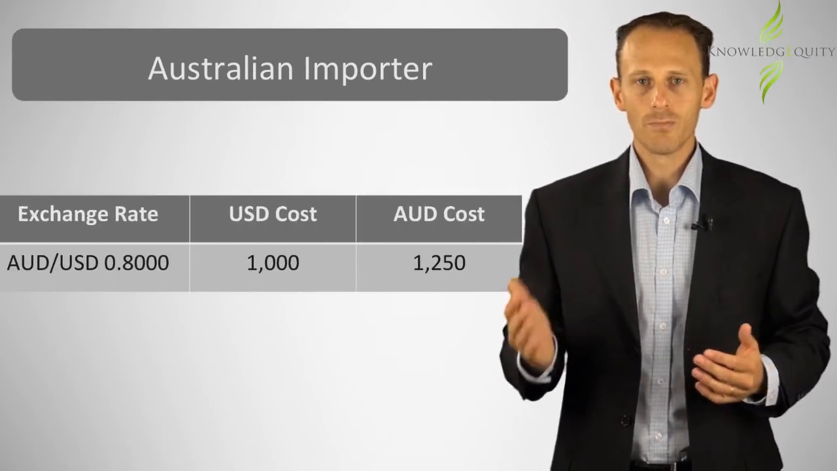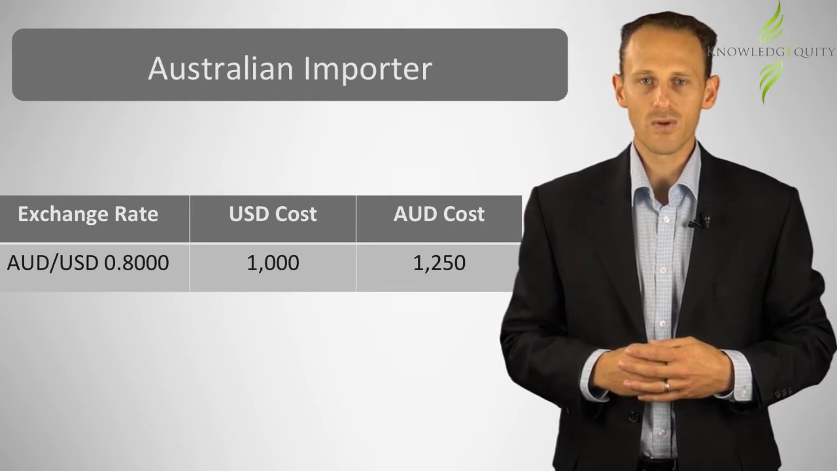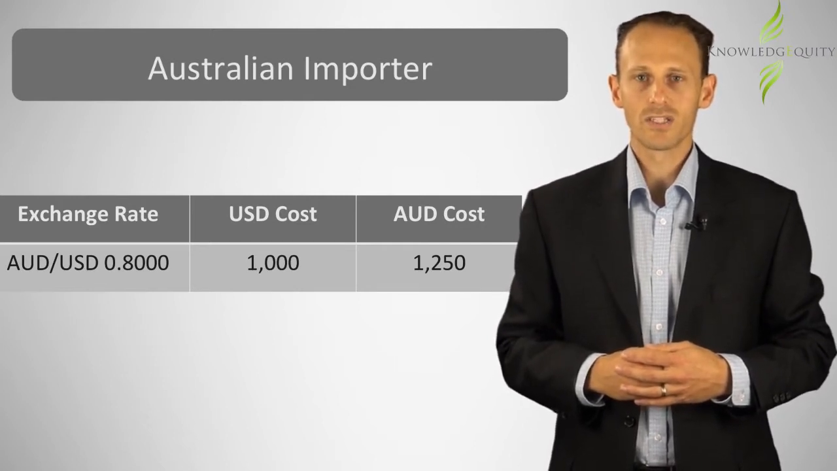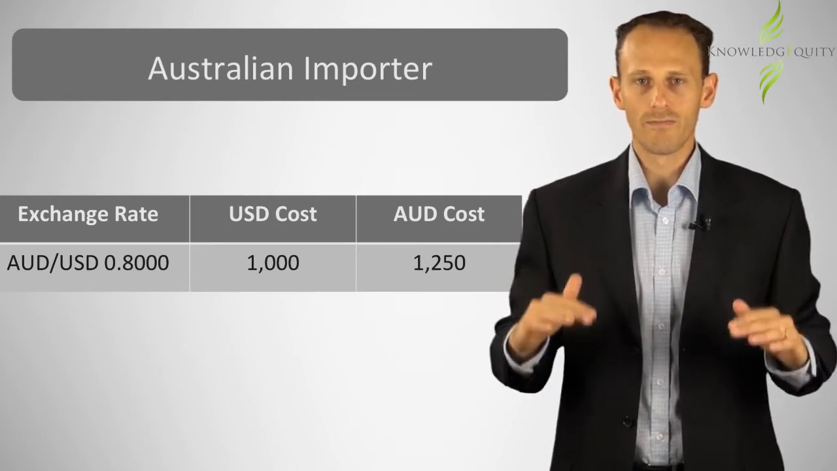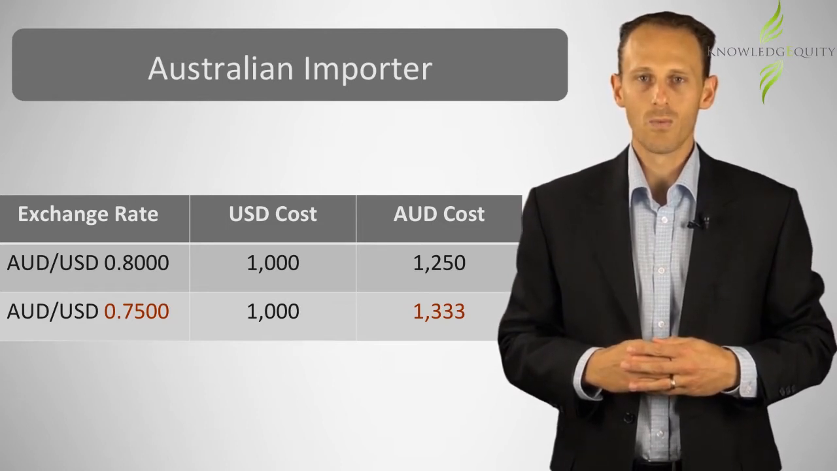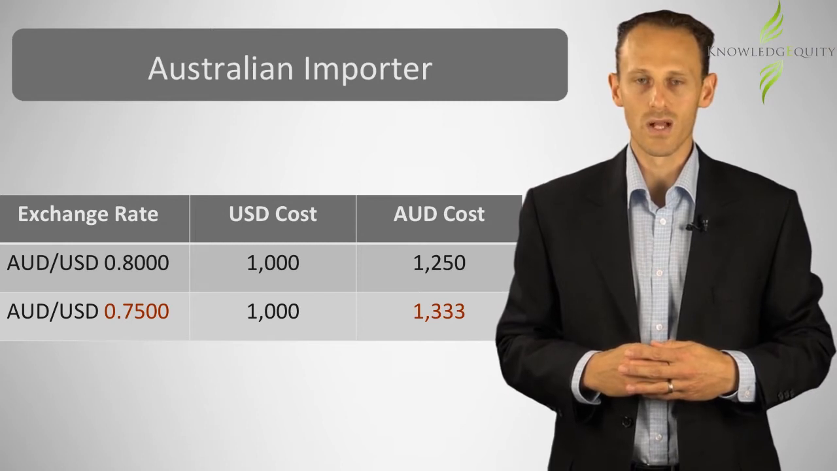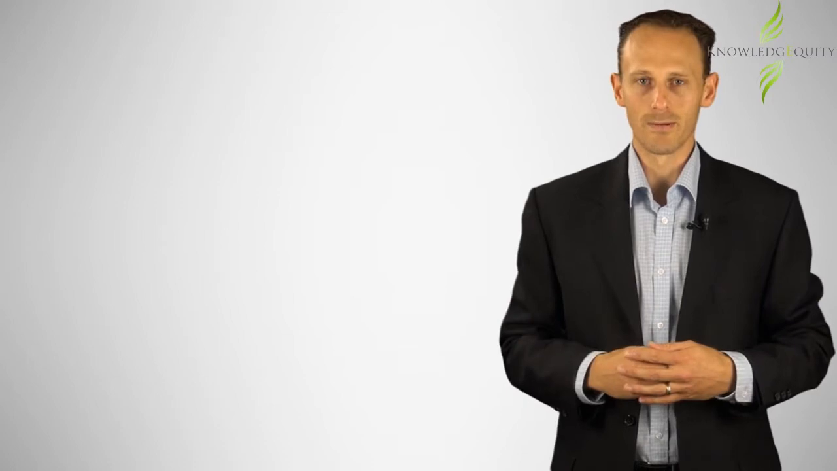When the Australian dollar falls or devalues, then it is more expensive for the Australian importer to import goods priced in the higher currency. For example, assume the cost of an imported good is $1,000. If the exchange rate is 80 US cents, then it costs 1,250 Australian dollars to buy. If the Australian dollar falls to 75 US cents, this increases the purchase price to 1,333 Australian dollars. This highlights the transaction exposure for the importer.